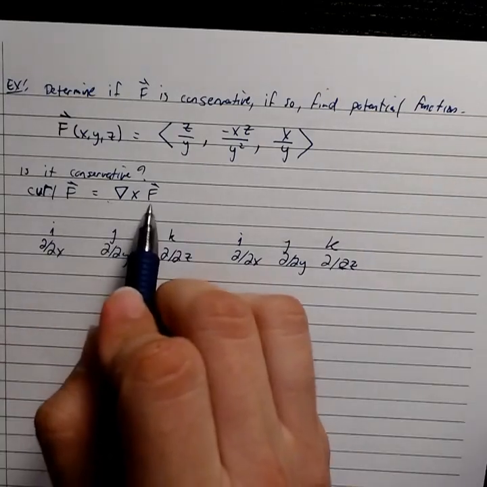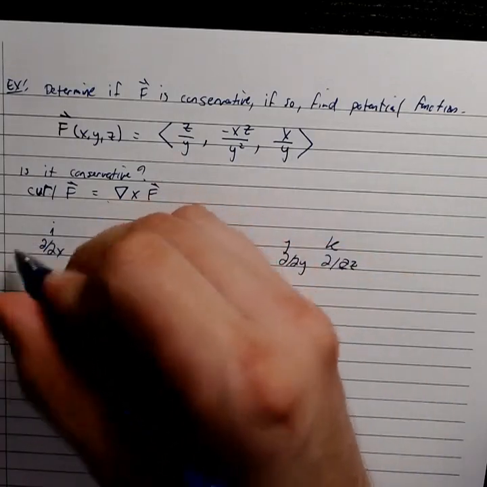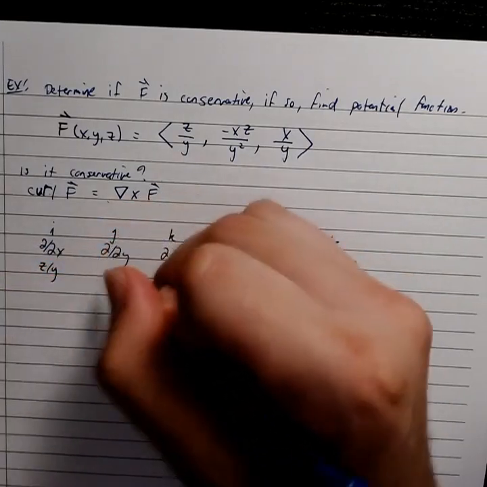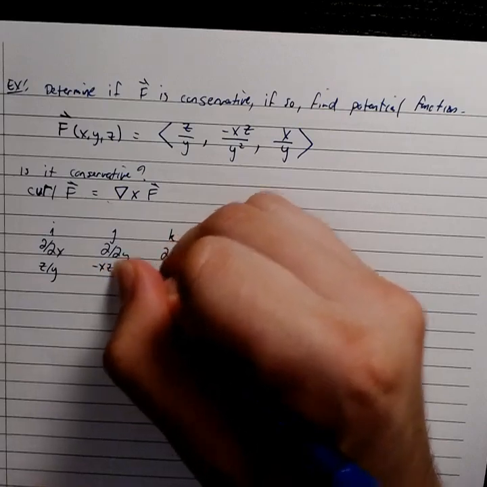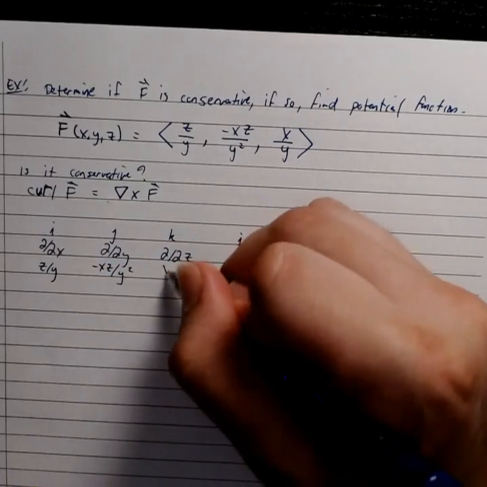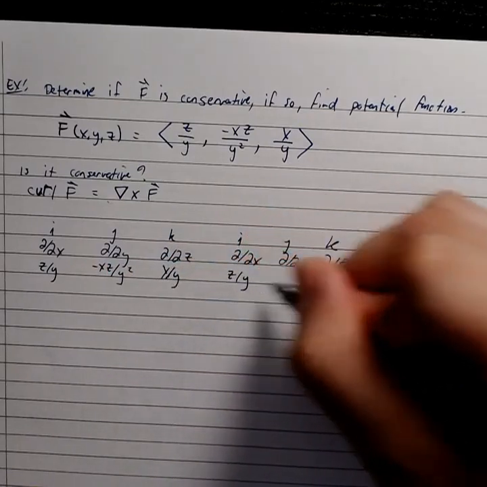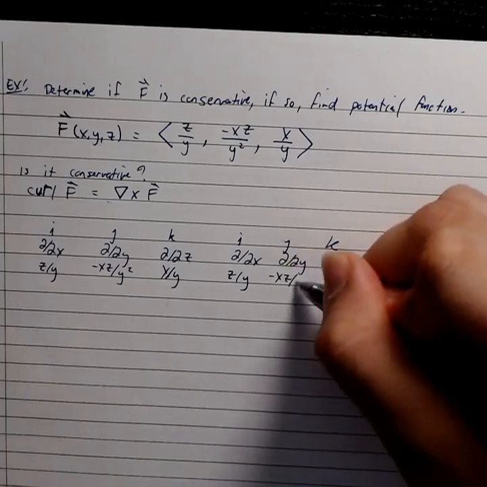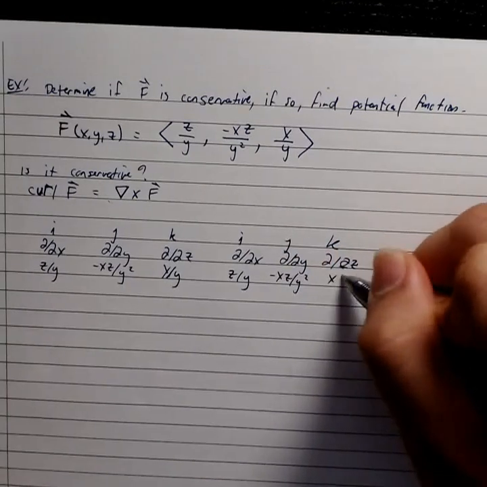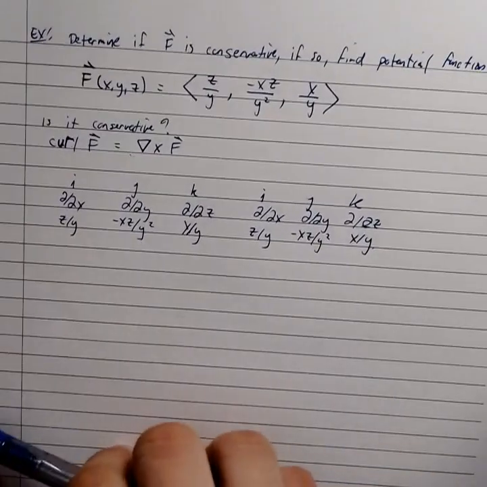And our vector field F is made up of those three components. So we'll just write those down. That's z over y, negative xz over y squared, and x over y. And same thing over here. z over y, negative xz over y squared, and x over y. All right. So now let's just start computing some stuff.